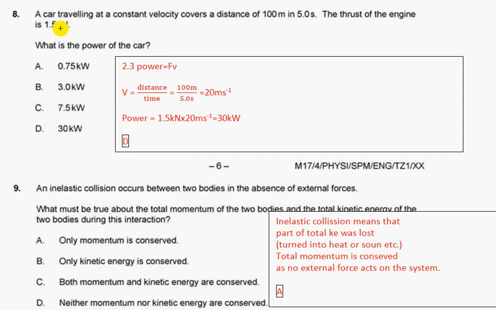Question 8. A car traveling at constant velocity covers a distance of 100 meters in 5 seconds. The thrust of the engine is so much. What is the power of the car? Section 2.3 gives us the formula for power, which is force times velocity or speed. Velocity or speed equals distance divided by time, so here it is 20 meters per second. Substituting values and keeping kilo, we get kilowatt. Answer D, 30 kilowatt.